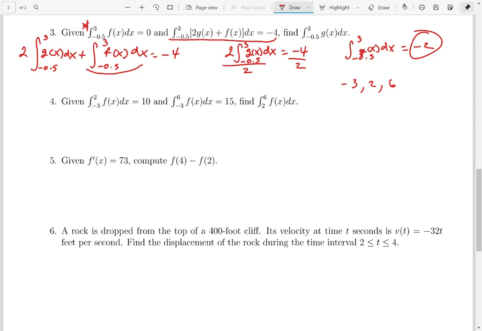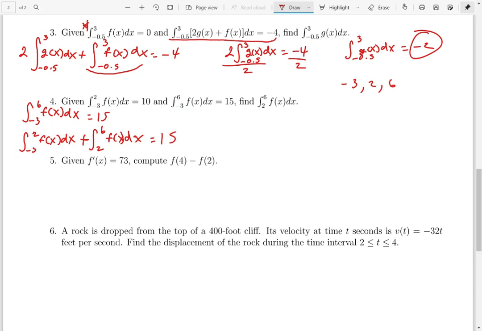Alright, so let's see how we do that. Well, if we know that the integral from negative 3 to 6 of f of x dx is equal to 15, then what can we do? We can break up this integral. This is the same thing as the integral from negative 3 to 2 of f of x dx plus the integral from 2 to 6 of f of x dx, which is still equal to 15. All we did was cut up that interval between negative 3 and 6 to be from negative 3 to 2 and from 2 to 6. So we're using that integral over adjacent intervals property.